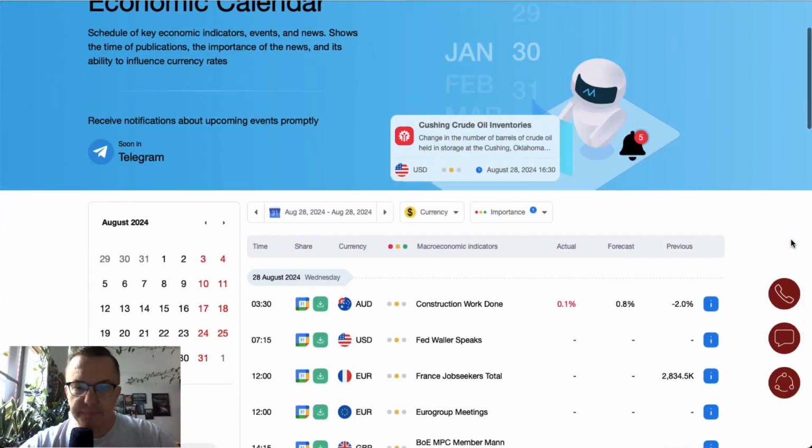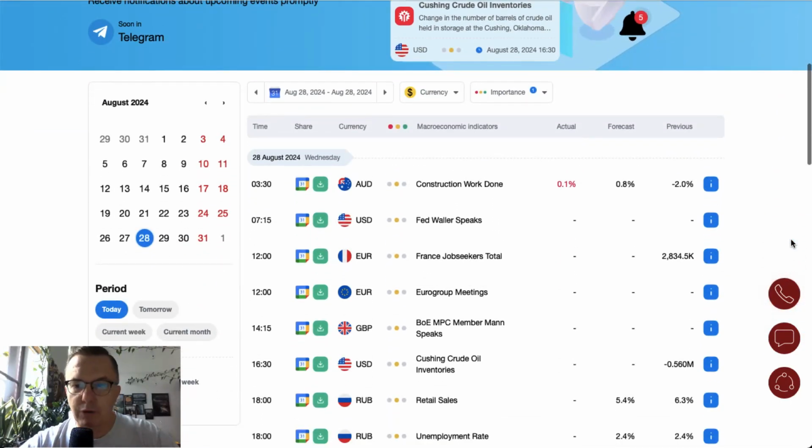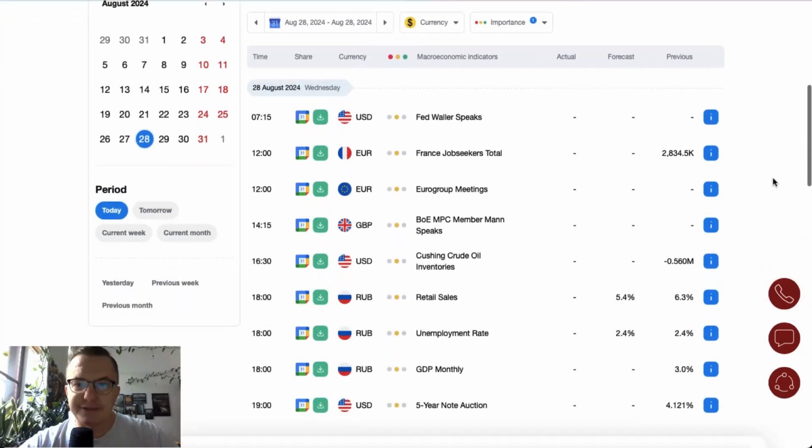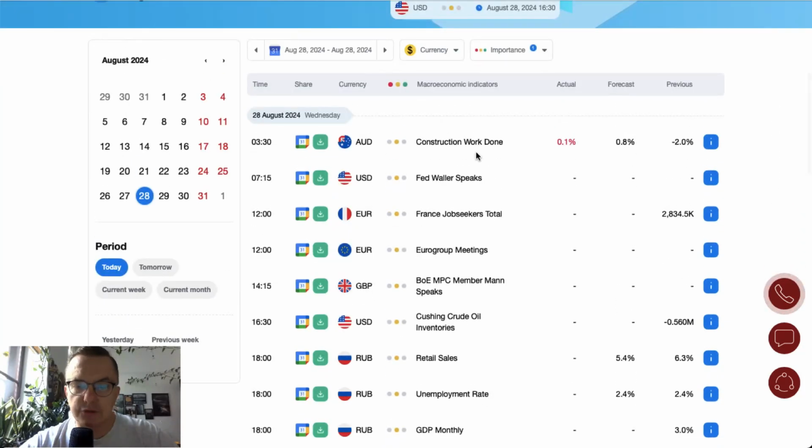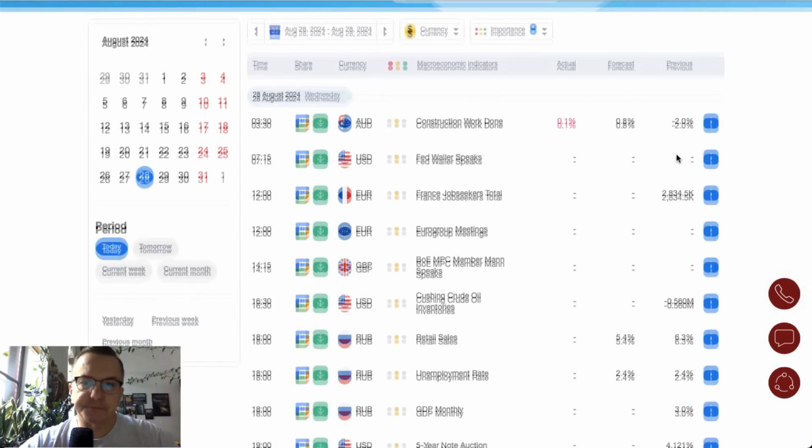So the data for today are quite interesting. Only one overnight data during the Asian session was released. Construction work done in Australia is worse than expected at the level of 0.1%, which is lower than forecast of 0.8% and the previous level of -2%.